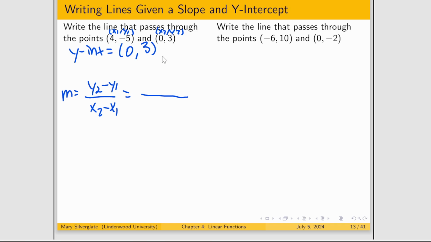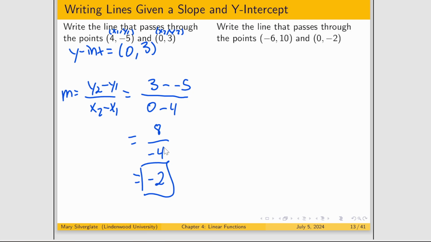So here I called y2 = 3, y1 = negative 5, x2 = 0, x1 = negative 4, and then I simplify my numerator, then simplify my denominator. So 3 minus negative 5 is 8, 0 minus negative 4 is 4, 8 divided by 4 is 2, and that's my final slope.